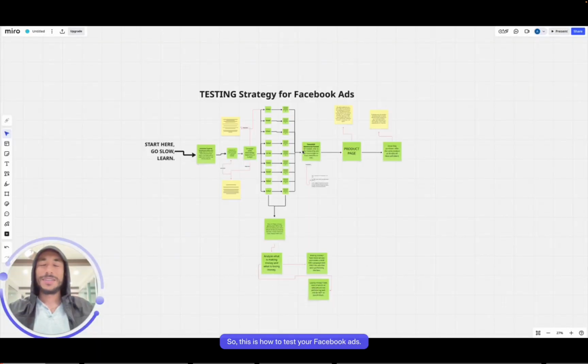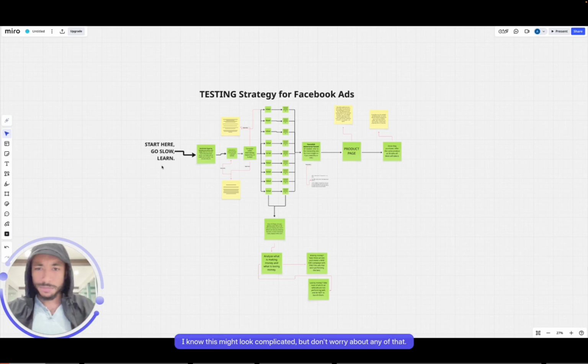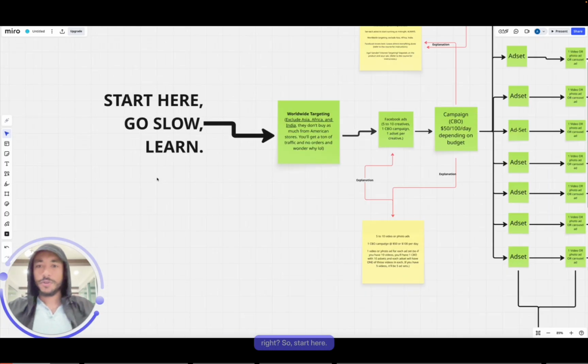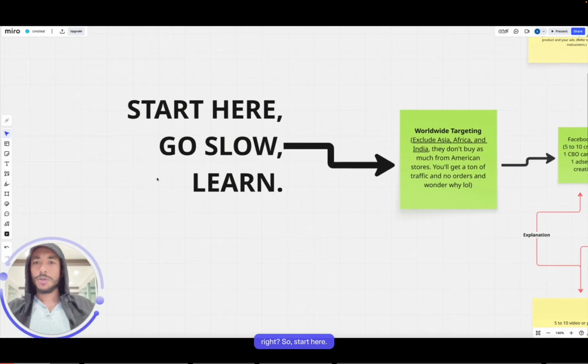This is how to test your Facebook ads or your TikTok. You can do this with TikTok or Facebook. I know this might look complicated, but don't worry about any of that right now. Zoom in, right? So start here, go slow.